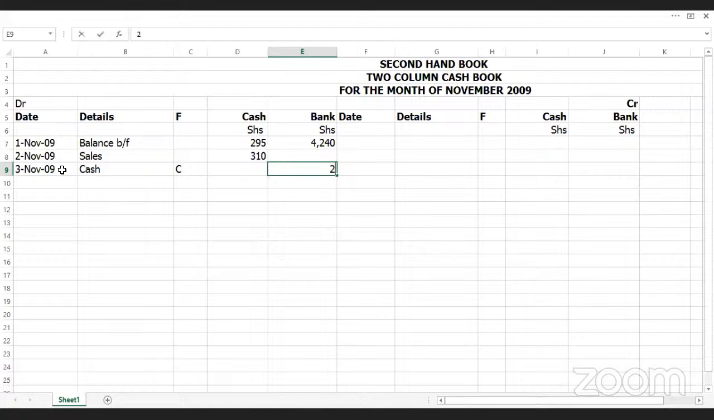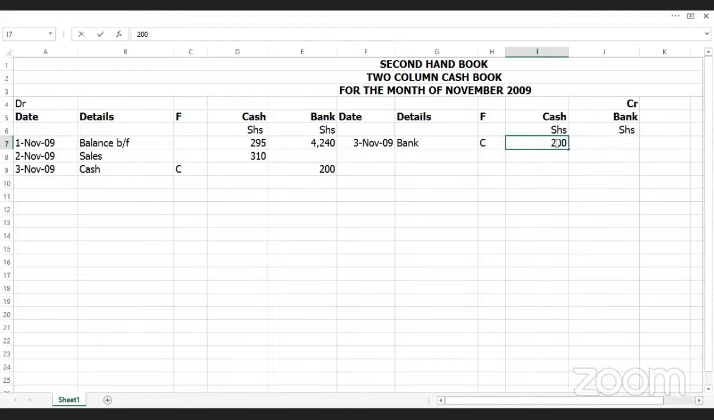That is 200. Being that it's a contra entry, you will also go to the credit of your cash book, same date, 3rd November 2009. Then you say bank. Don't forget to put C in the folio column, so you have to put Contra. Then you show that your cash is reducing.